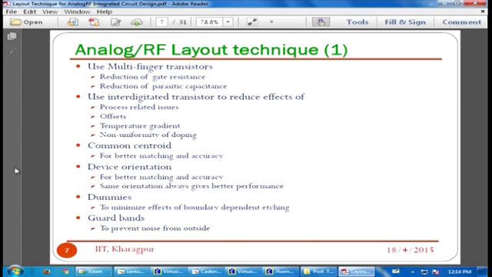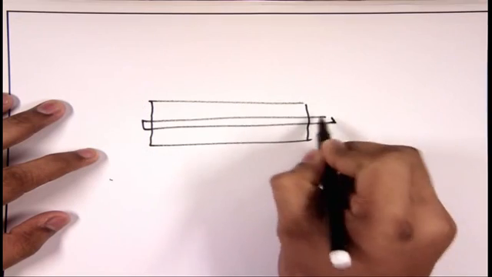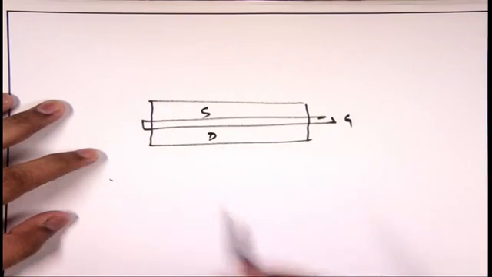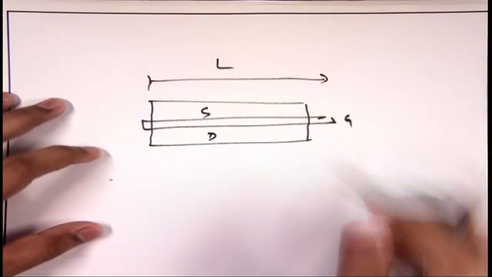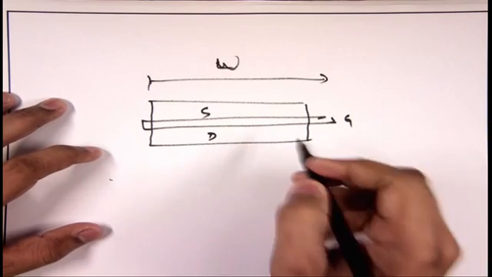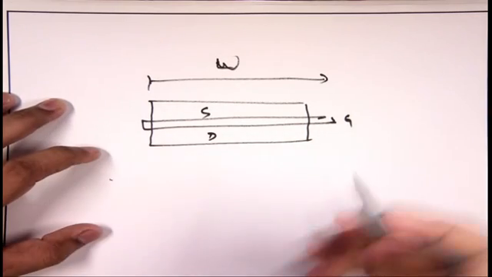Okay, and yes, I will show you. But how does it reduce the parasitic capacitance? See, this is source and drain. This is the width. So when you go for multi-finger, suppose make it 3 fingers.